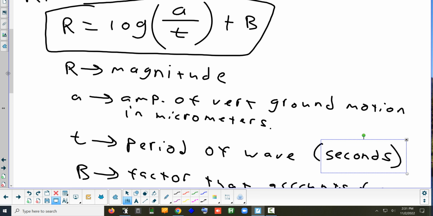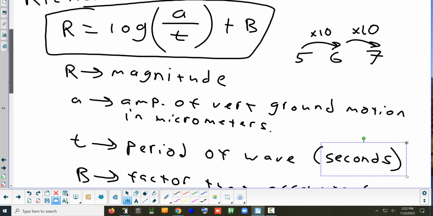And when you calculate how powerful an earthquake is, it's just like pH, if you remember that from chemistry. If you have a magnitude 5 compared to a magnitude 6 earthquake, the magnitude 6 is 10 times more powerful than a 5. Every time you go up one number on the Richter scale, it's a factor of 10 times more powerful. So a magnitude 7 compared to a magnitude 5 earthquake, the 7 is 100 times more powerful. Okay, does everybody have the formula?